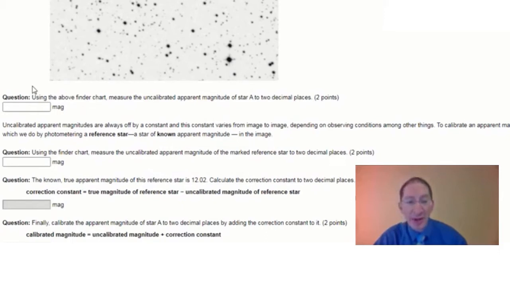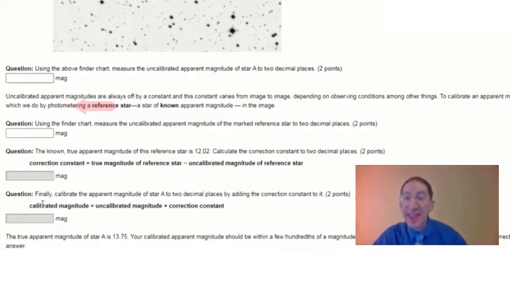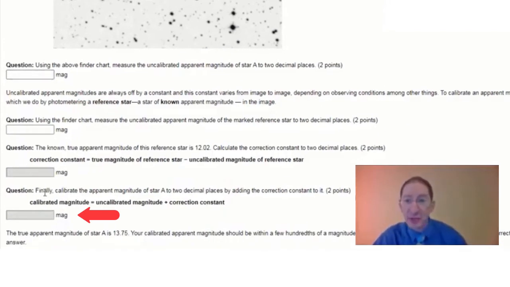Take your uncalibrated apparent magnitude for star A, add the correction constant, and then you'll have the calibrated apparent magnitude for star A, and you can put that here. Now, the true magnitude of star A is 13.75. And if you did all this correctly, you should be within a few hundredths of a magnitude of that value. Okay, so that was brightnesses. Next, we need to talk about luminosities.